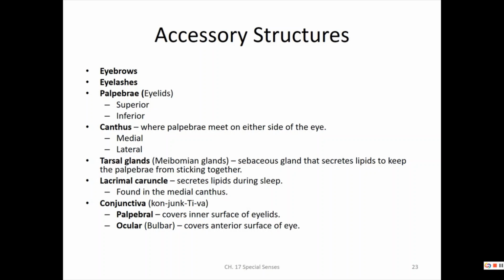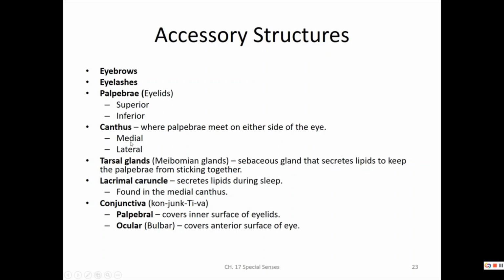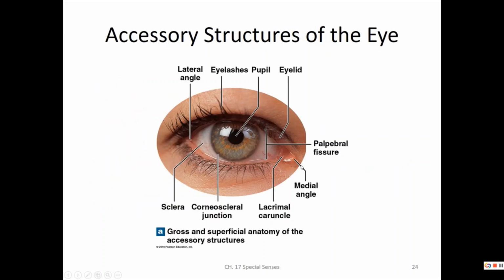So let's take a look at that. Palpebrae. There is an upper palpebrae, upper eyelid, and a lower eyelid. The superior palpebrae and the inferior palpebrae. There are the canthus on each side. There's a medial canthus and a lateral canthus. Here they have them as angle in this diagram, but the canthus is the place where these meet. Okay.